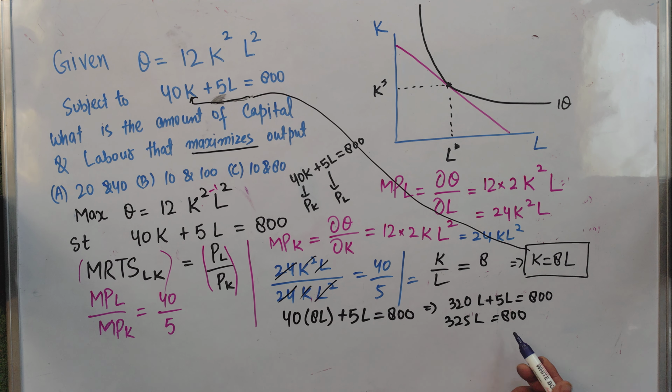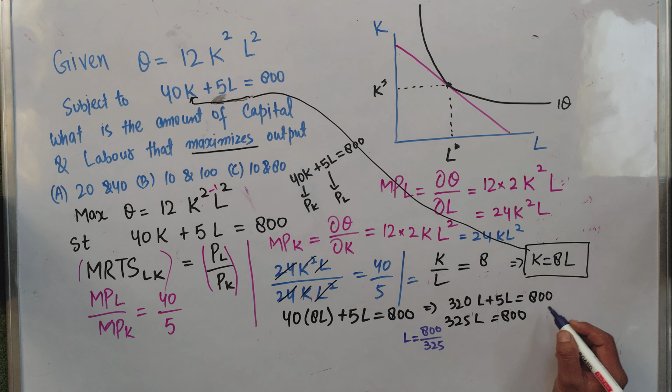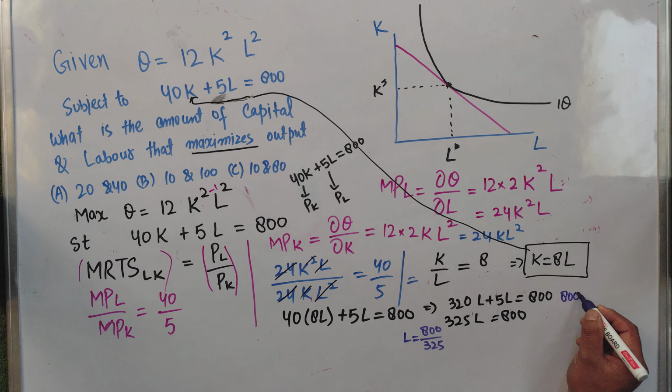Okay, 325 upon 8. So L will be equal to 800 divided by 325. Okay, let us do the calculation here. Let us get the specifics here. So we have 800 divided by 325.